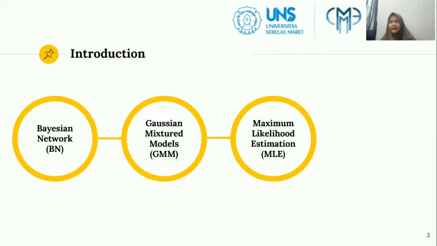Maximum likelihood estimation. Maximum likelihood estimation is a parameter estimation of probability distribution by maximizing a likelihood function. In GMM, the likelihood function is in the form of a logarithm of a sum. So it will be difficult to maximize using numeric methods. So the maximum likelihood estimation is not effective for GMM. In the GMM, probability distribution more often uses incomplete data. So in this study, the estimation of GMM parameters is carried out by EM algorithm.